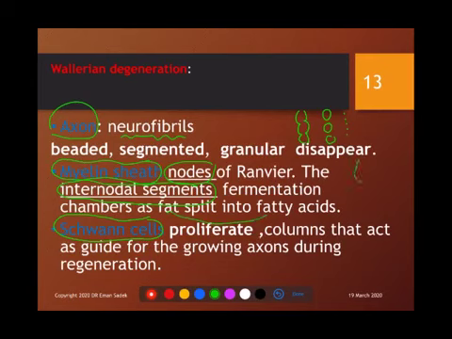So here I have this was a segment, and here there was a node of Ranvier and another segment. Here what became of it? The nodes of Ranvier here will be widened, and here it is. So this segment moved away and this segment too. So what happened here? Widening of the nodes of Ranvier. Then what will happen to the internodal segment? Here is the internodal segment and this is the internodal segment. What will happen? Lysis of the fat to fatty acids, and they are called now fermentation chambers.